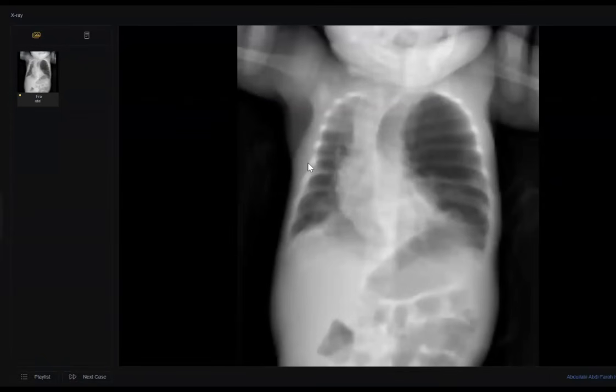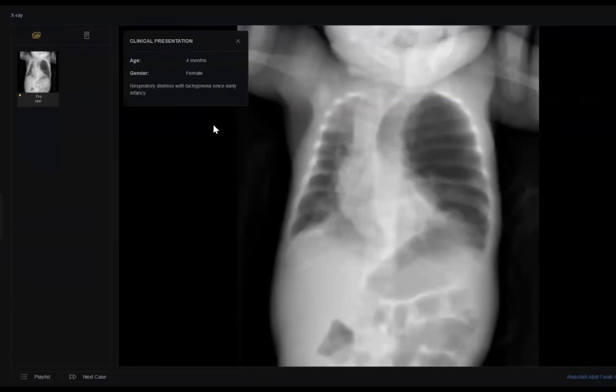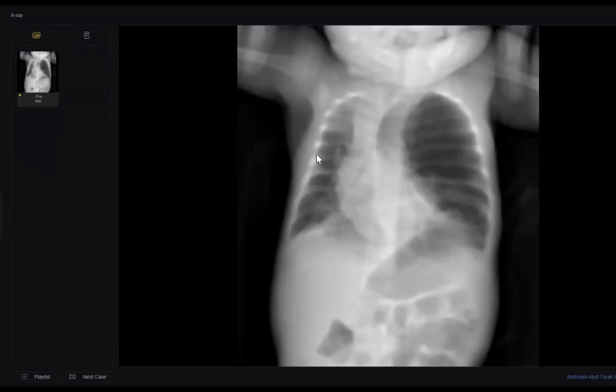Hello. Assalamu alaikum. A 4 months old female patient presented with tachypnea.